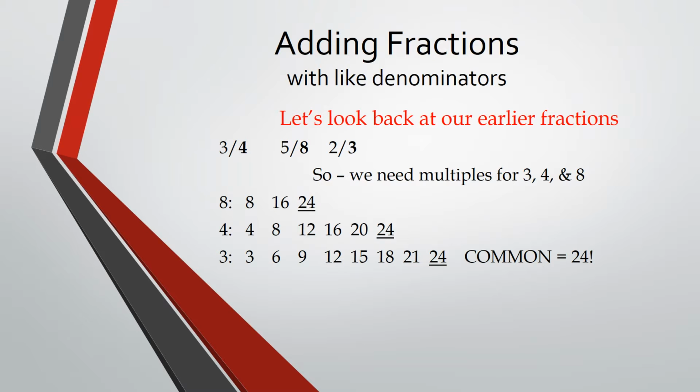3 times 8 is 24, and when I do the multiples of 4, I have 4, 8, 12, 16, 20, 24, and it's looking good. Now with 3, I have 3, 6, 9, 12, 15, 18, 21, 24 again. So now we have a winner. The common denominator, or the like denominator in this case, is 24, and that's the lowest one, so it's the easiest one to work with.